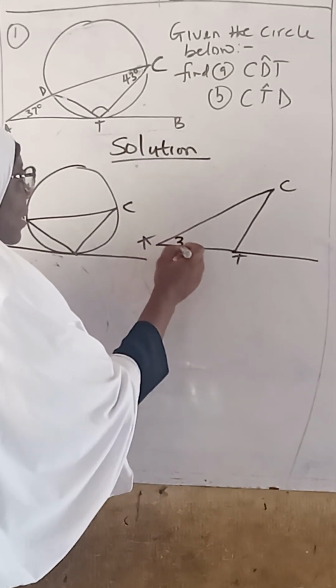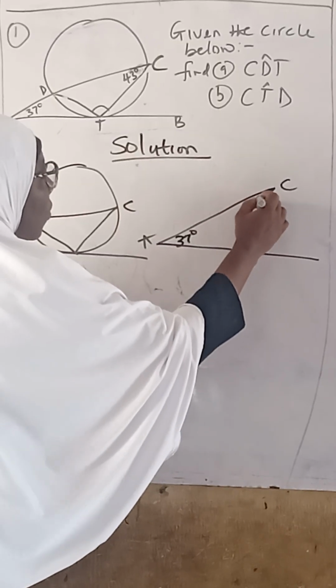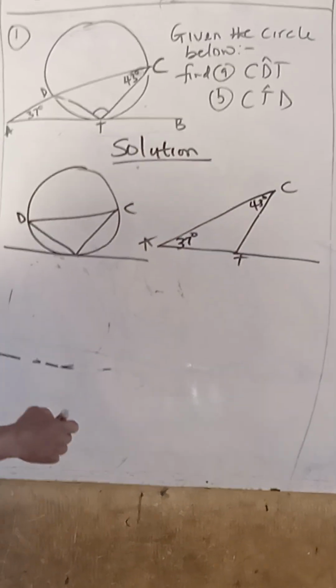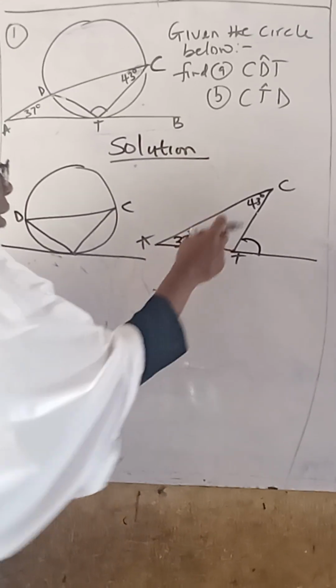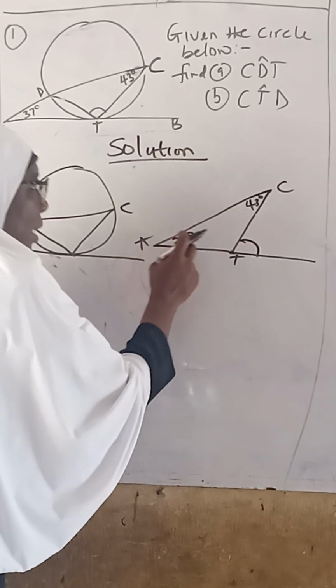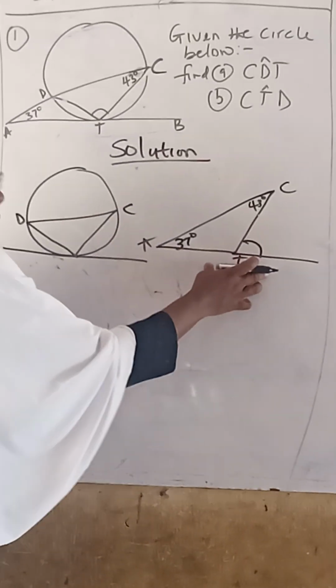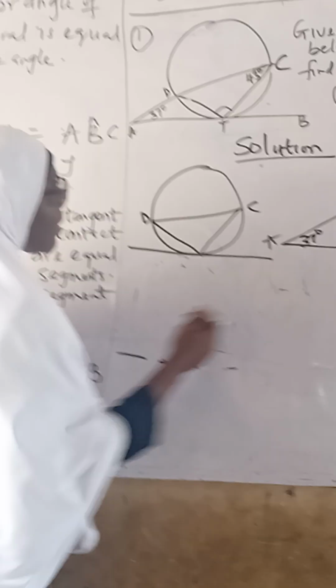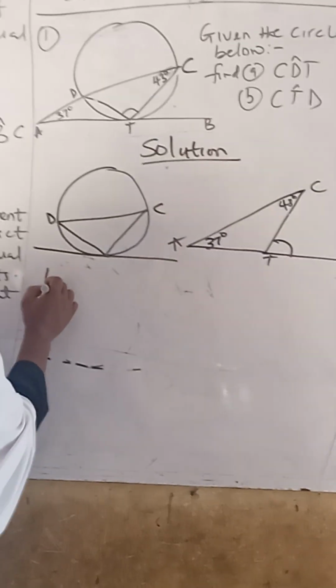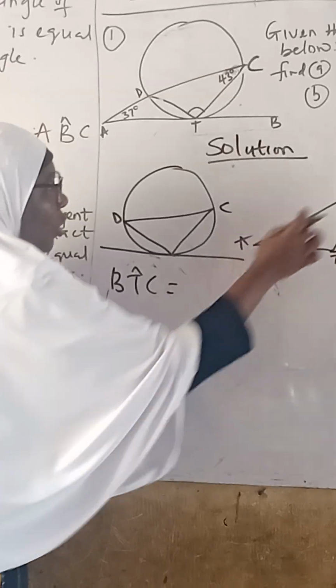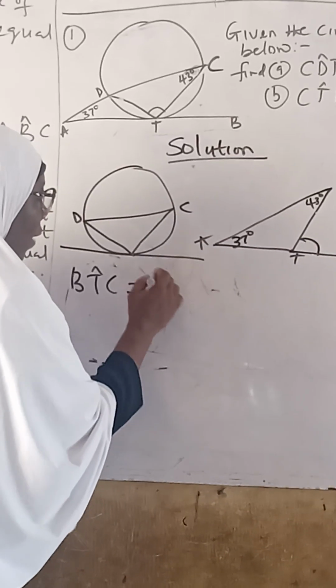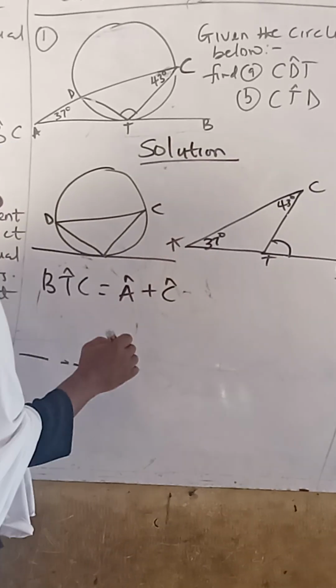So this is 37 degree, this is 43 degree. So we know that if we have a triangle, any line extending from that triangle will be the addition of these two opposite angles. So I'm going to start with this. I will say that BTC is the addition of these two angles, the addition of angle A plus angle C.